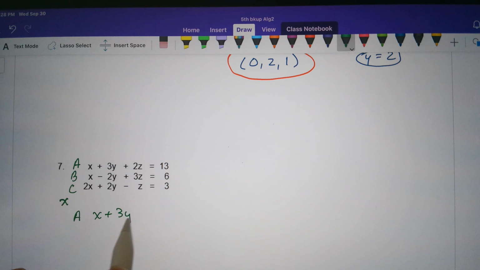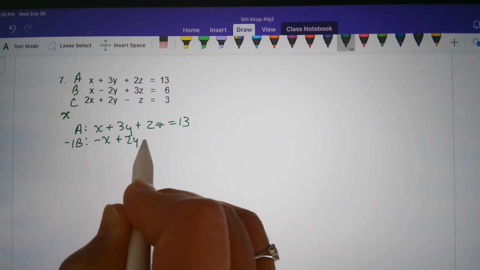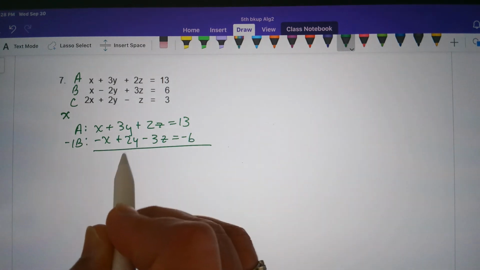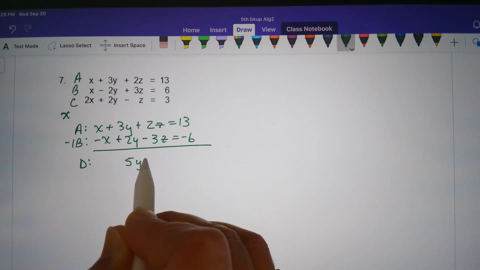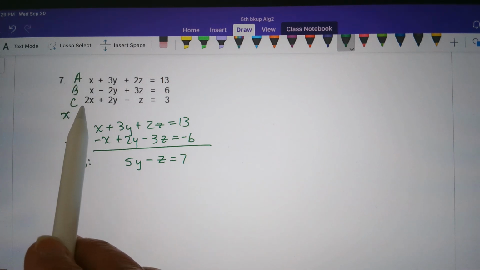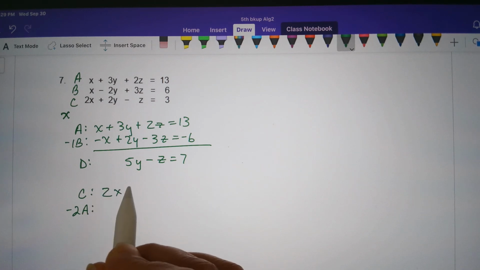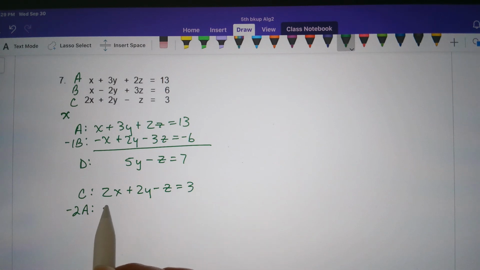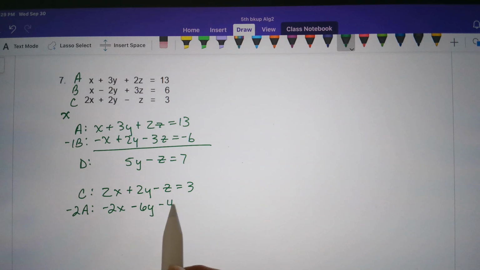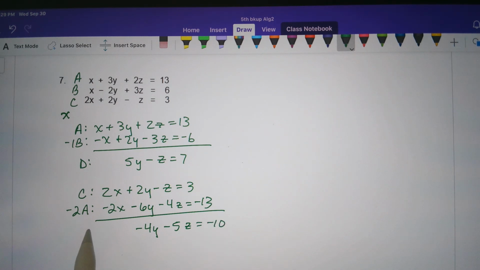A and -1 times B. Let's move this up. There we go. So that'd be -x plus 2y minus 3z equals -6. And this is D: 5y minus z equals 7. So we used A and B, so now we have to use C. So I'll take C and -2 times A. -4y minus 5z equals -10. And this is E.